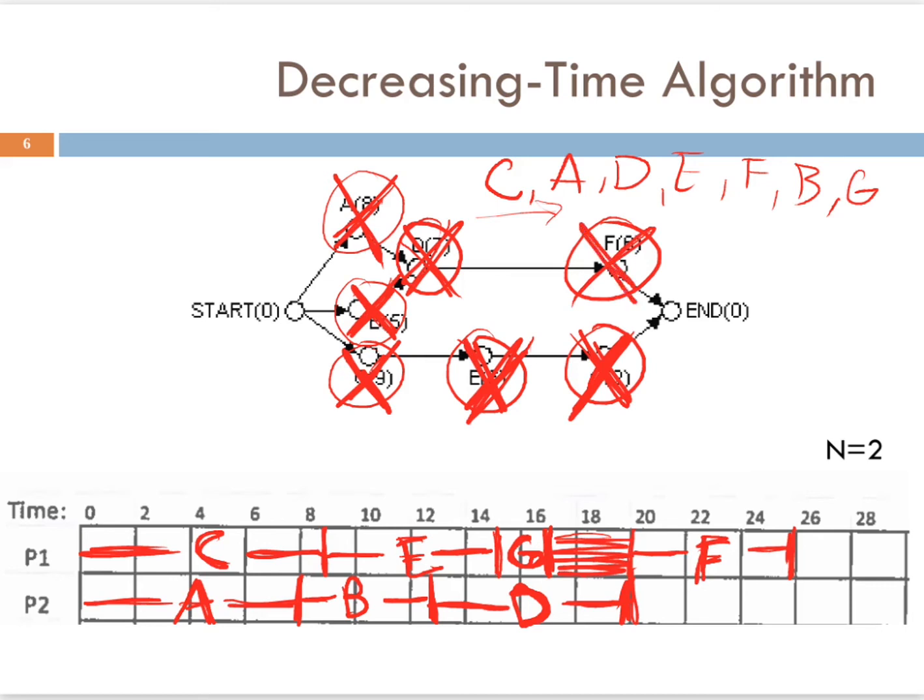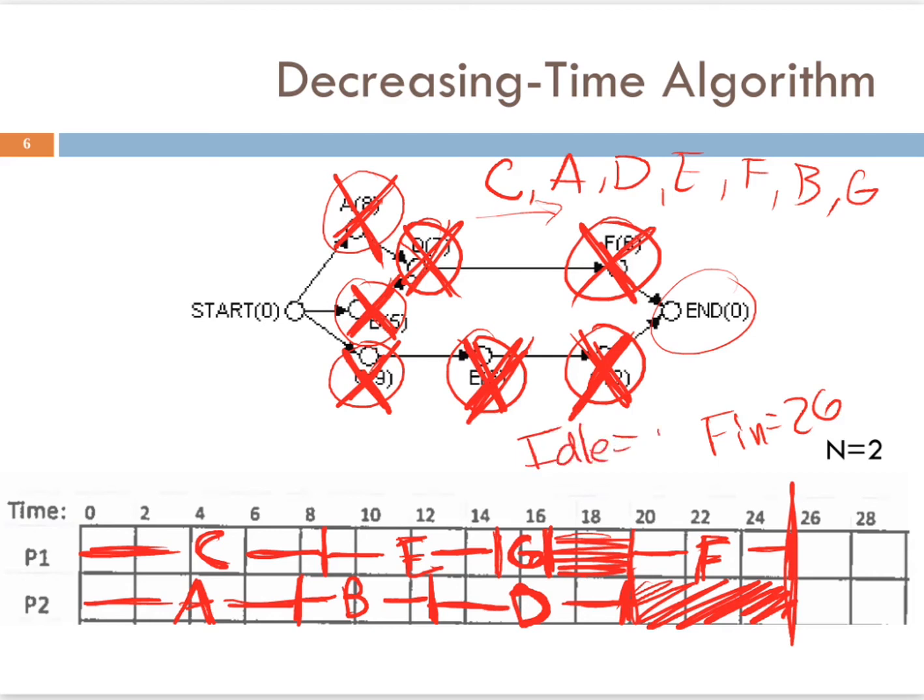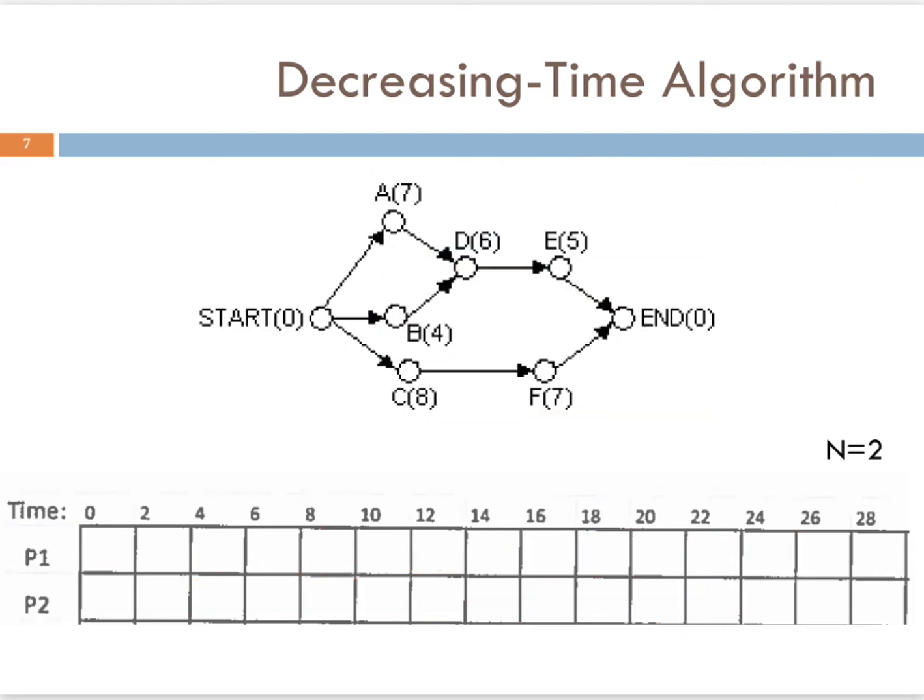We keep going. We finish F. And then we're done. This is also idle time, so our finishing time, finishing equals 26. Our idle time, we have 1, 2, 3, 4, 5, 6, 7, 8, 9. So idle time equals 9 units of time, or 9 hours.